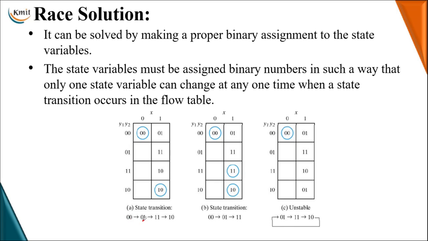So here 0 0, next 0 1. After this, if I want to change, I should not go to 1 0. Instead, I have to move the input to 1 1. Then we will apply the 1 0 state. So like this, we can avoid the race condition in the outputs of your asynchronous sequential circuit.